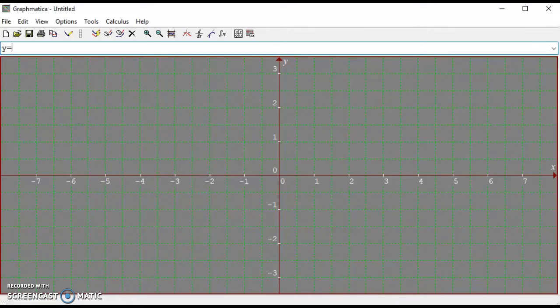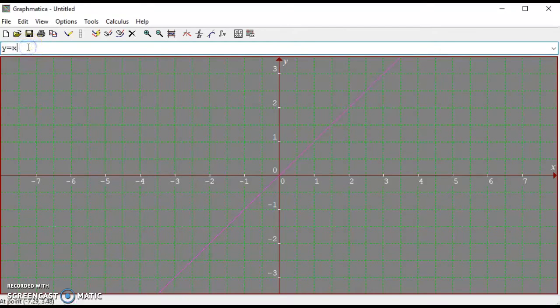Perhaps the simplest and most easy of our equations is y equals x. And if I put that in and press return, you can see a diagonal line running from the bottom left to the top right of the screen. So we say that this has a gradient of 1.